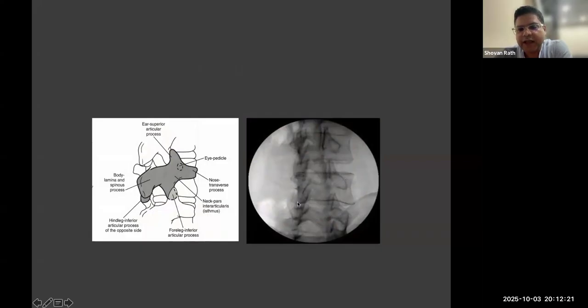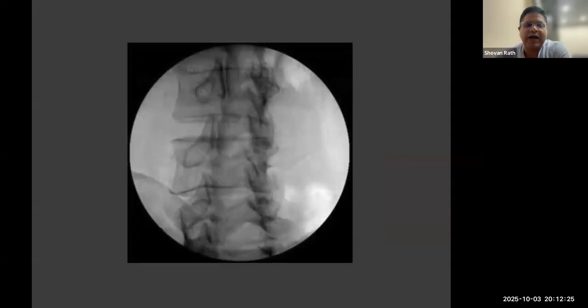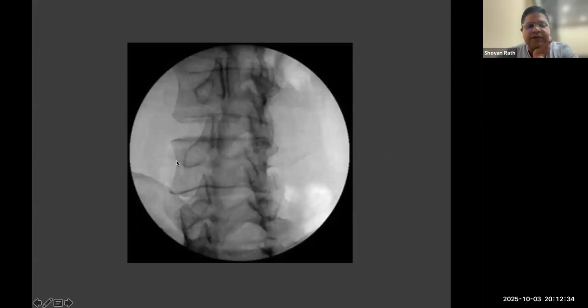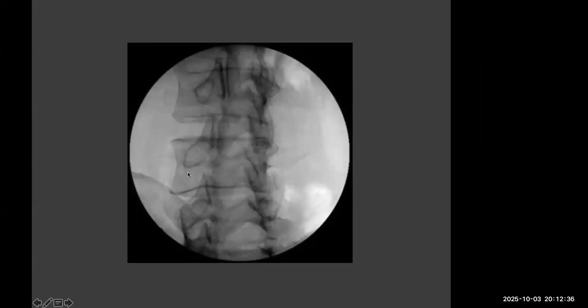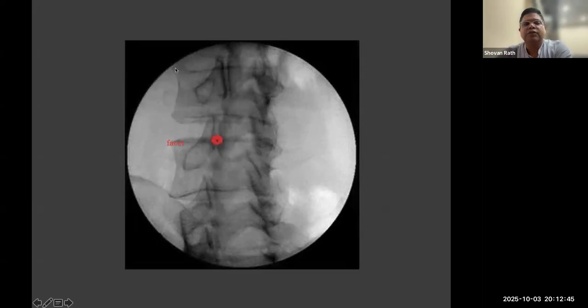This is the dog, and we'll be doing all the procedures around that only. So what are the structures that we are going to see around this? As I said, this is the Scotty dog. Just imagine this dog. This is the face, snout. This is the ear. This is the body, hind limb, forelimb, and this is the neck. So these are the facets. Facets are formed by the superior and the inferior articular processes. These are the facet joints.